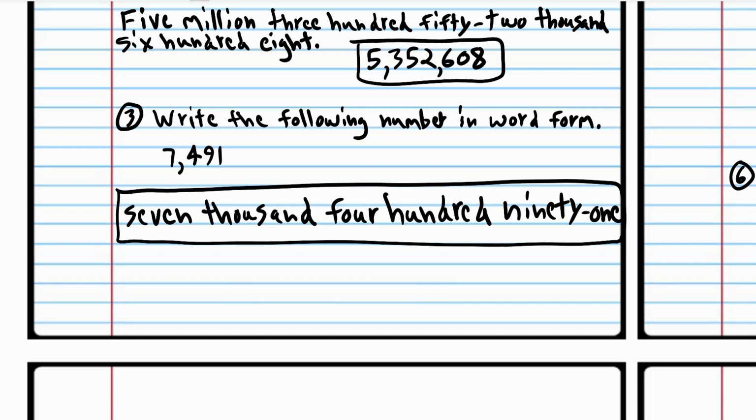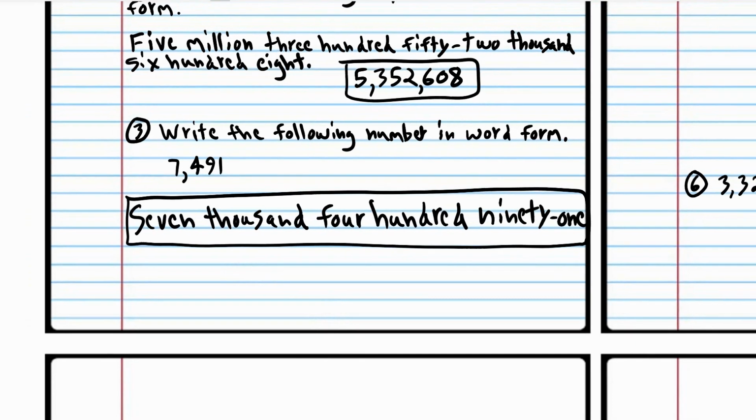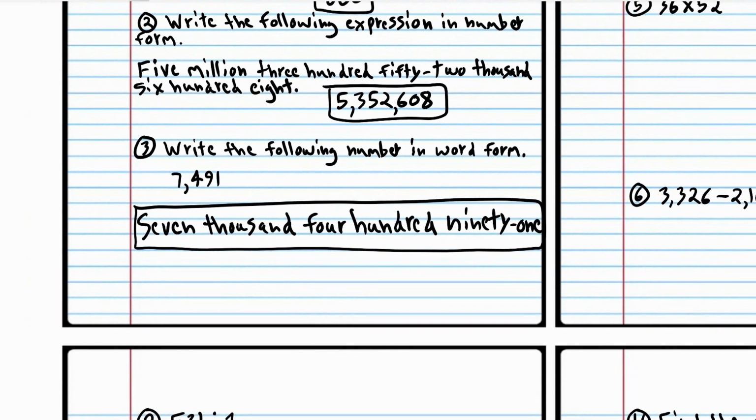And we should make sure that the first letter is capitalized. 7,491. Remember, don't say "and." Some people say 7,491. Technically, you can say "and," I guess, but it's just traditional. Most textbooks don't use "and" unless you have a decimal, and we haven't learned decimals yet.